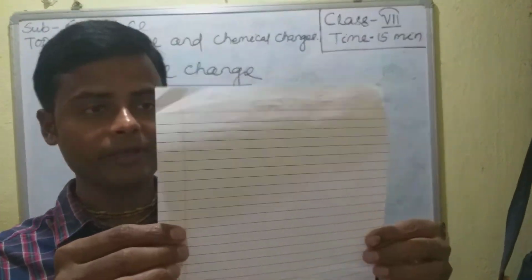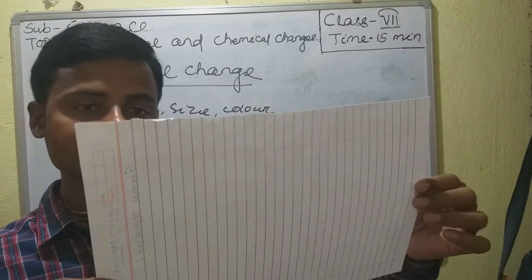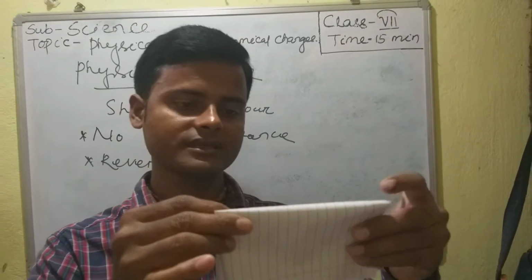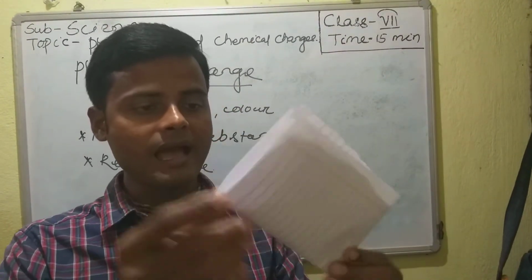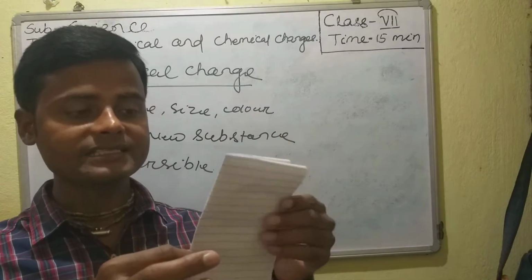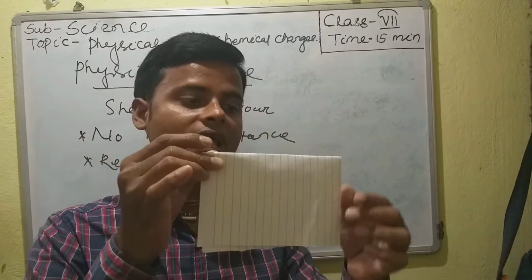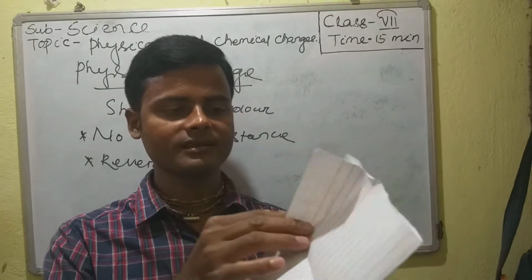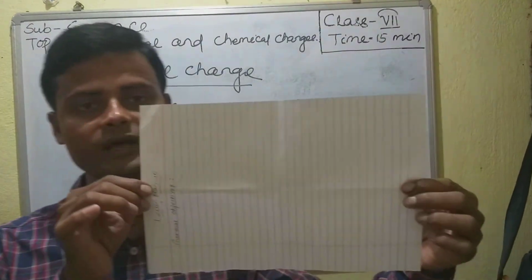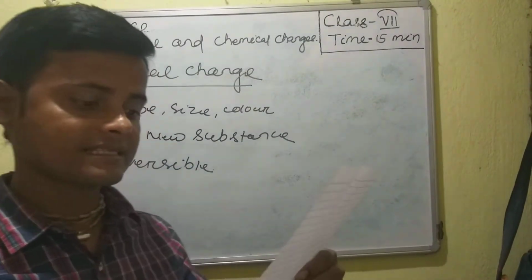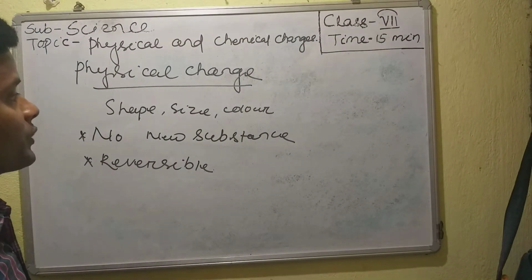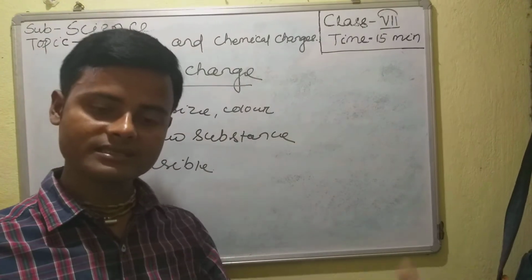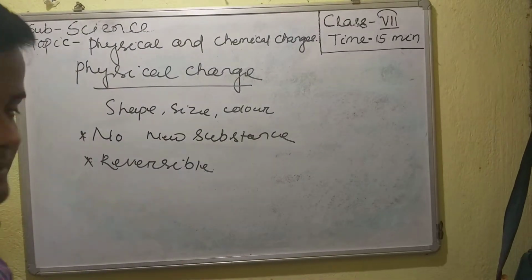Here it is a piece of paper. You can see the size of the paper. It is rectangular, right? Now I am going to fold this paper three times. After folding you can see that the size of the paper is reduced. And I can bring the paper to its original shape and size. If I unfold it again it comes to its original shape and size. So physical change is reversible. As I said before, in physical changes the shape and size of the substance is changed and we can get the original substance again.